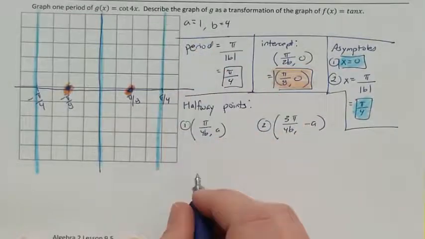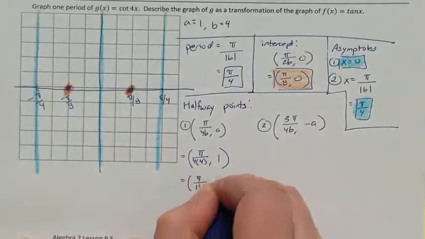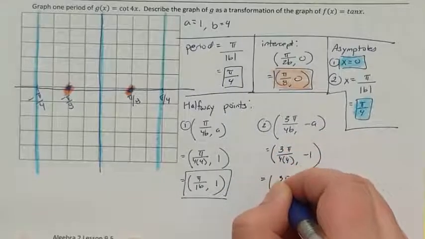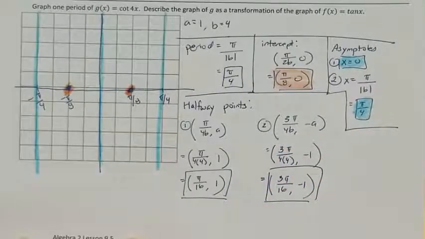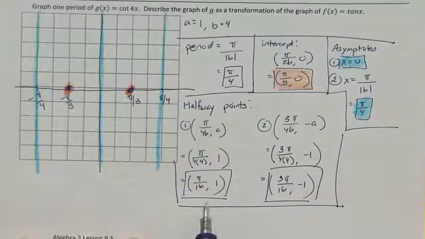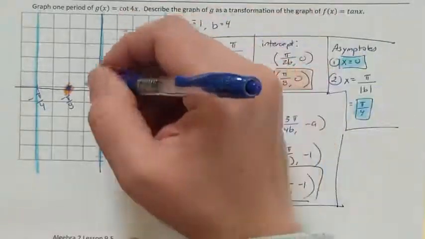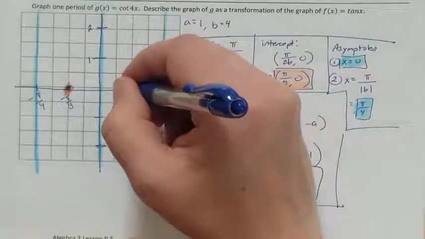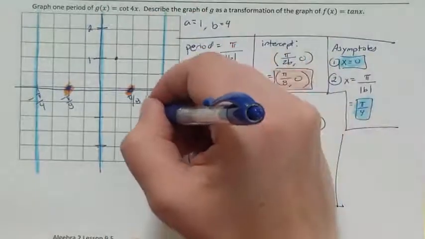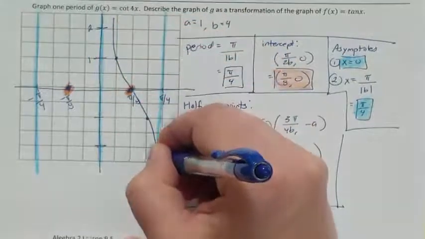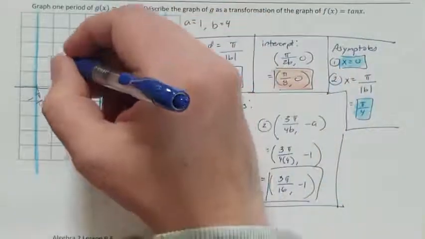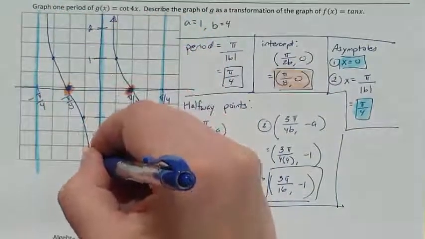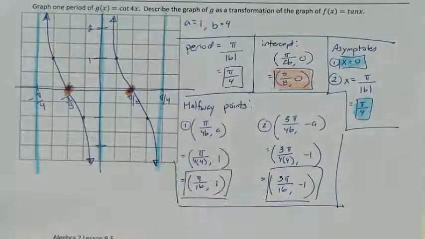B is 4, A is 1. So my first one is pi over 16, 1. My second one is 3 pi over 16, negative 1. So let's go ahead and graph these halfway points. So pi over 16, oh, I haven't scaled my y-axis yet. So let's go ahead and scale our y-axis. So pi over 16, 1. 3 pi over 16, negative 1. So here is my first cotangent, and then replicating it on the other period, here is my second cotangent period. So I have 2 periods that I was actually able to graph.